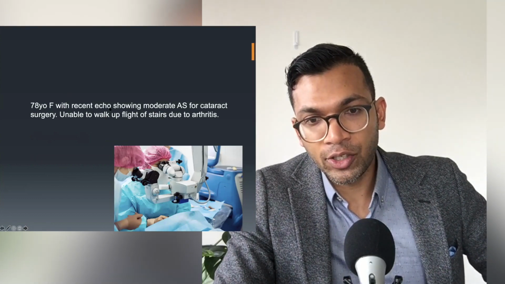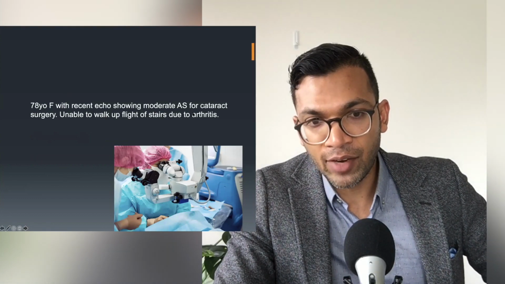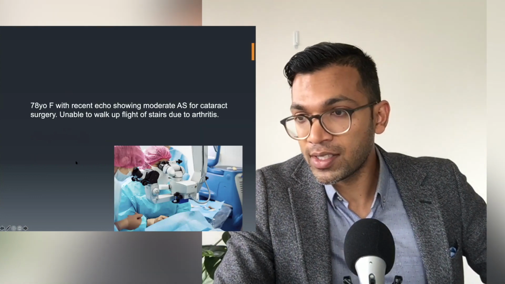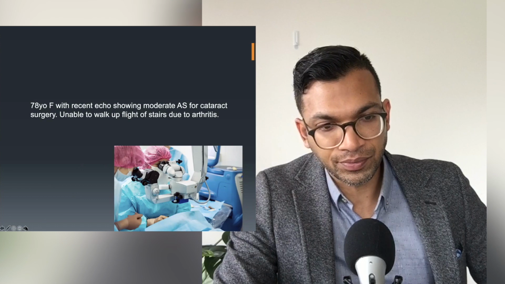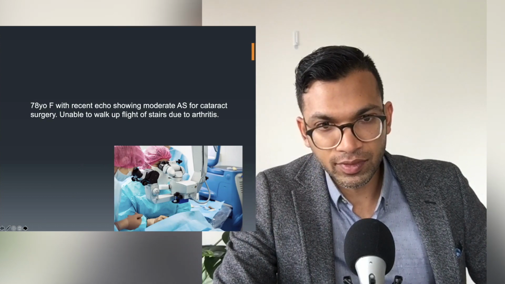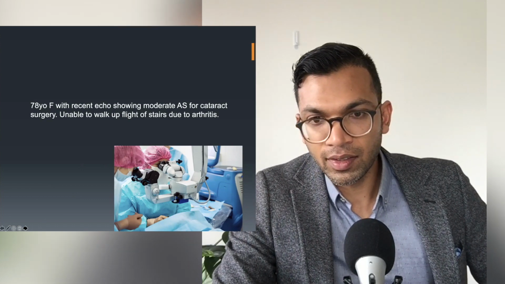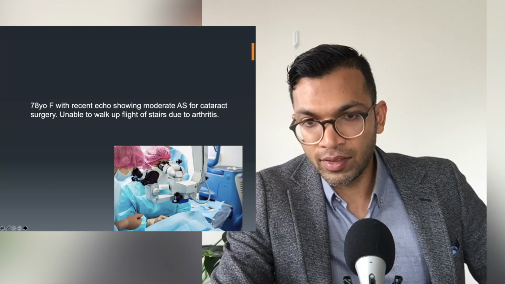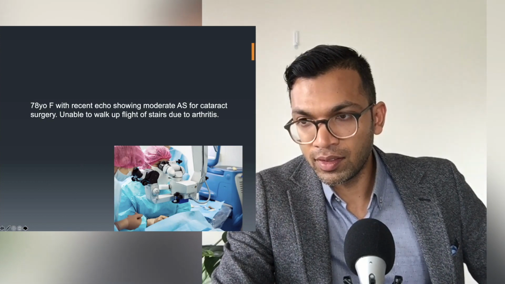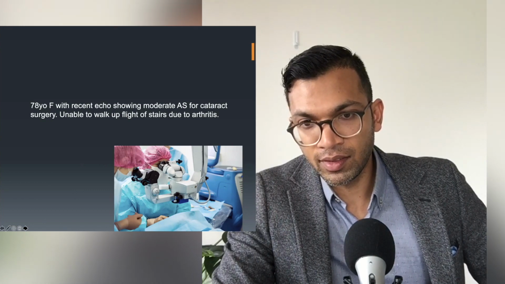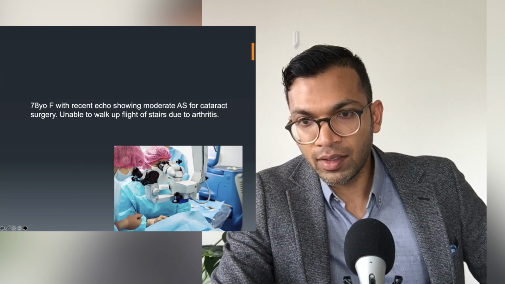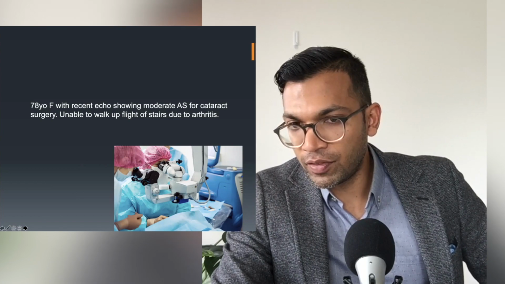78-year-old female, recent echo showing moderate aortic stenosis for cataract surgery. They're unable to walk up a flight of stairs due to arthritis. So I think with moderate aortic stenosis, she would probably still be fit for surgery, but obviously this cataract surgery is probably not super urgent, but it would be impacting her quality of life, so it probably needs to happen at some point. And it's difficult to assess her.